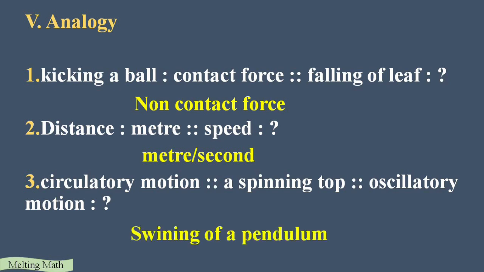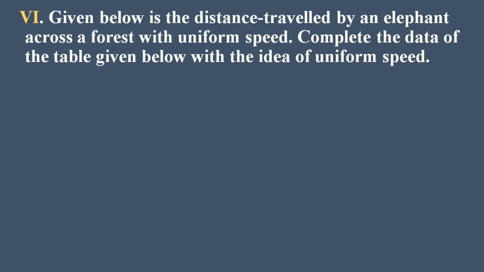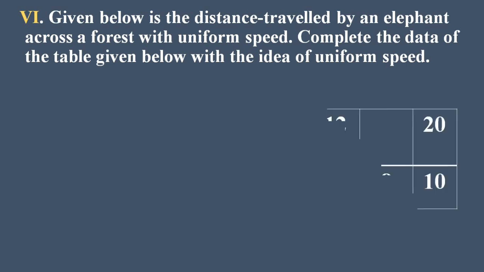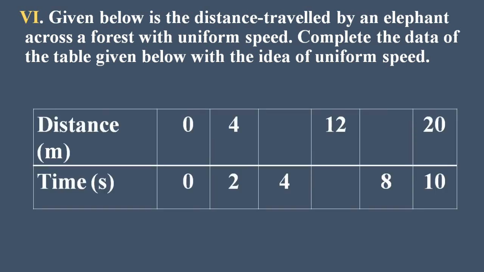Okay, next see the sixth one. Sixth Roman letter. Given below is the distance traveled by an elephant across a forest with uniform speed. Complete the data of the table given below with the idea of uniform speed. What is the uniform speed? Uniform speed means this elephant should move an equal distance in an equal interval of time. Equal means constant only.